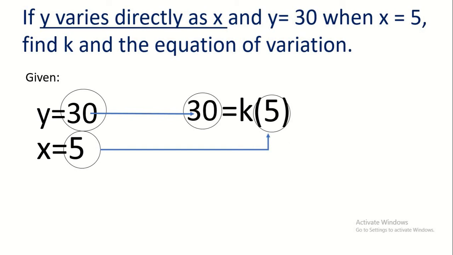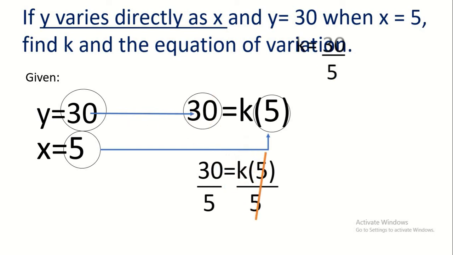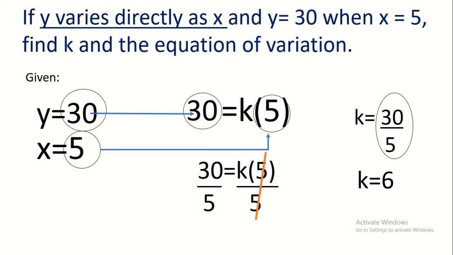Ngayon, gagamit tayo dito ng division property of equality since si k ay may katabing number. So, we will just divide it both side by 5 to cancel yung 5 na katabi ni k. So, this time, magkakaroon tayo ng k is equal to 30 over 5, which is 30 divided by 5 is 6. So, our equation of variation is y is equal to 6x, where si 6 ay nanggaling kay k.